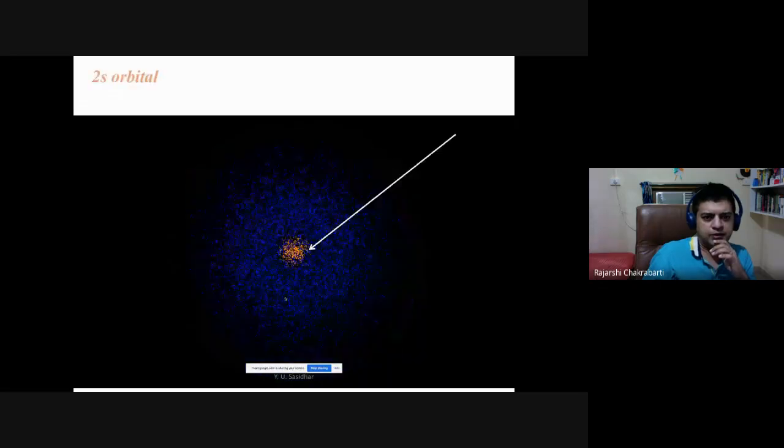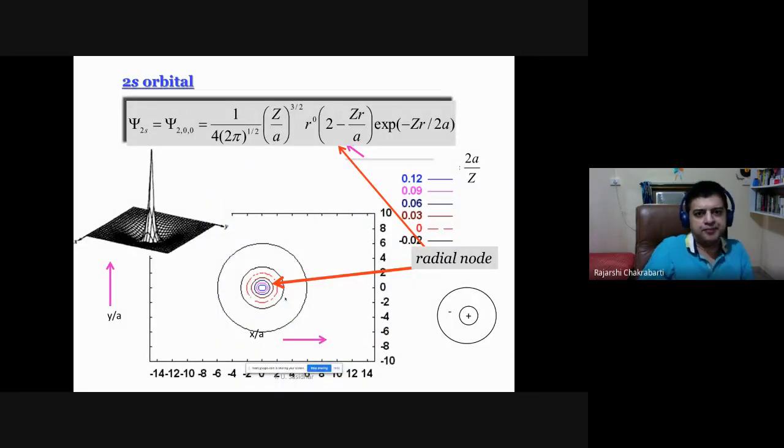Sorry for the sound. So this is plus. Suddenly at r equal to 2 a0, it becomes 0. So I can go radially, and then I can go in any direction. It becomes 0. But for angular node, it is the same.